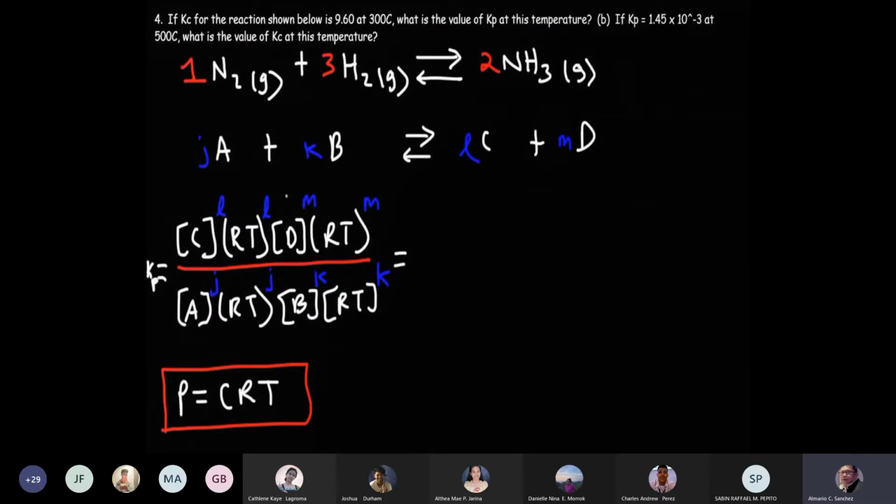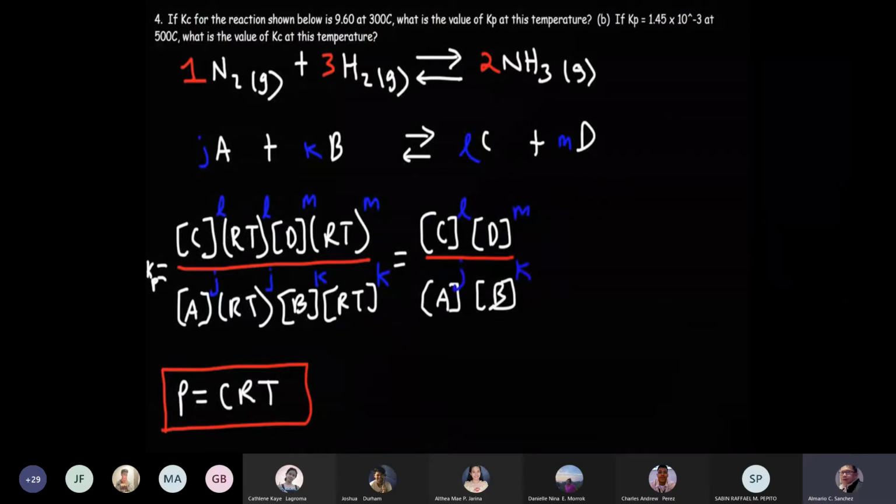Now I'm going to break this fraction into two smaller fractions. In one fraction, I'm going to collect all of the concentration terms, and in the other fraction, all of the RT terms. So here we have the concentration of C times the concentration of D divided by the concentration of A and B. And then let's put the exponents: L, M, J, and K.